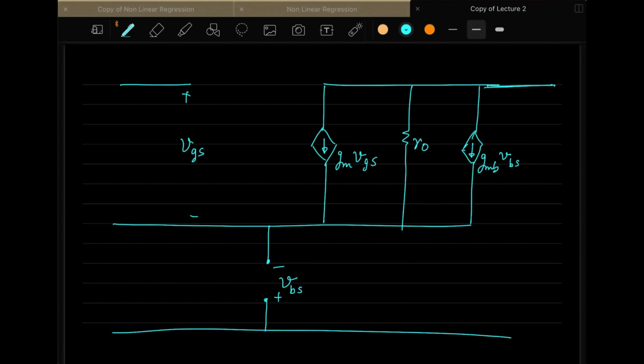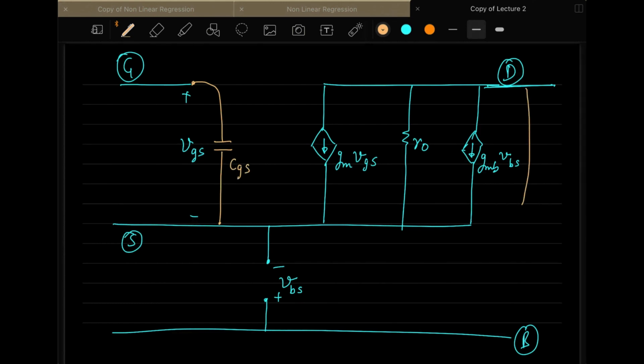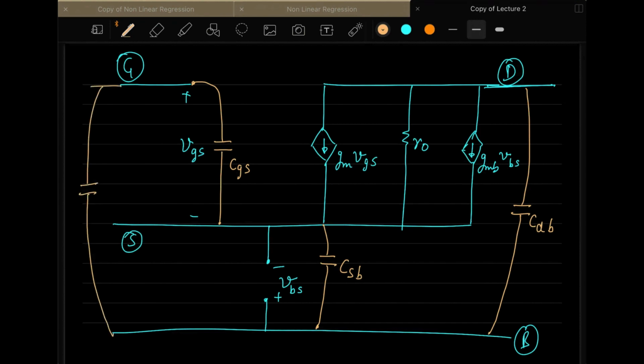Drain voltage? No, no. That one is okay. This is drain. This is gate, this is your bulk, and this is your source. The things that we are missing over here are the capacitances that we discussed. So what are the capacitances which we discussed? One is this CGS. Another one is CDB here. Then we have another capacitance coming like this, CSB. Then there is one more capacitance like this here, CGB.